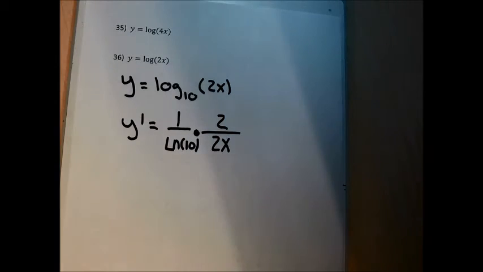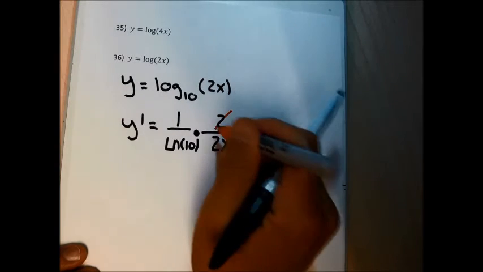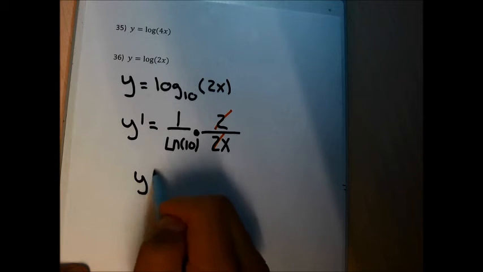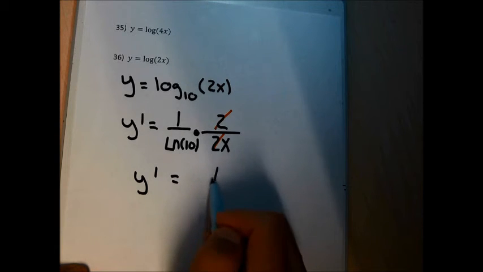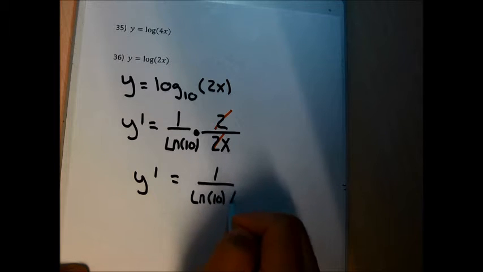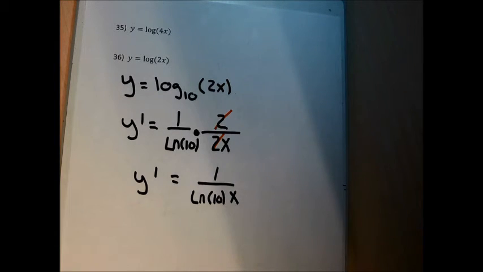Now I'm going to cancel. The 2's are going to cancel again because there isn't any addition or subtraction. There's only multiplication in the denominator, so I could cancel those. This is going to give me y prime equals 1 over the natural log of 10 times x. And that's probably written fine enough.